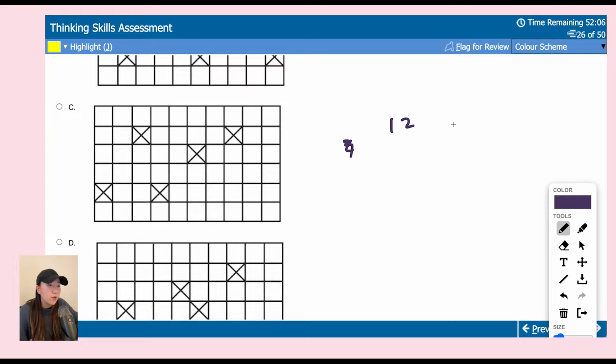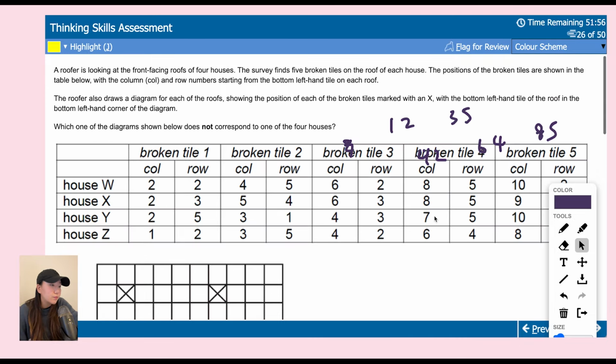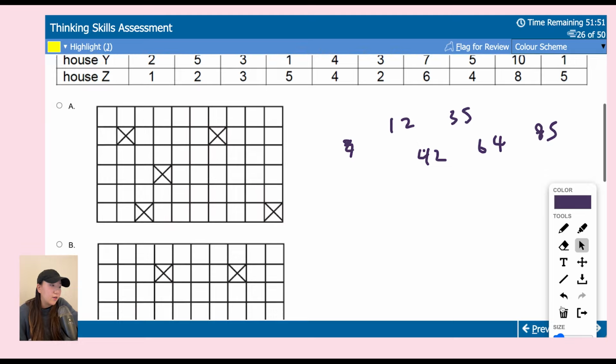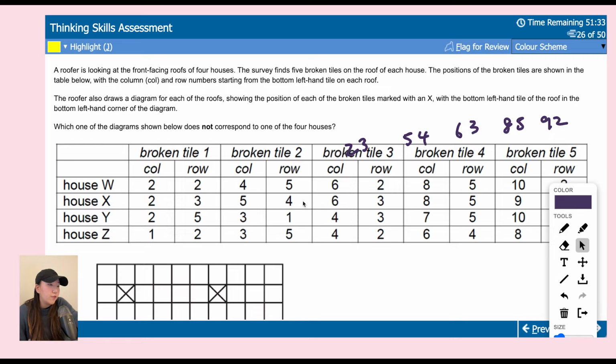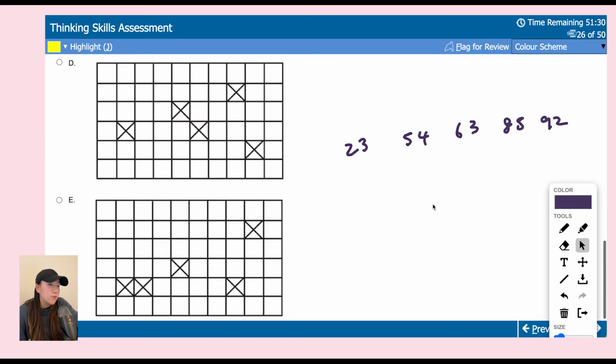So it'll be 1, 2, 3, 5, 4, 2, 6, 4, 8, 5. 1, 2, 3, 5, 4, 2, 6, 4, 8, 5. Oh, it's going to be annoying if it's E, but let's just go through and we'll say 2, 3, 3, 4, 5, 5, 4, 6, 3, 8, 5, 9, 2. So 2, 3, 5, 4, 6, 3, 8, 5, 9, 2. So it must be the last one.